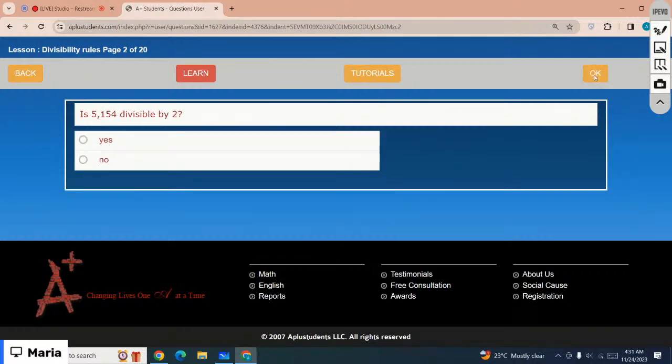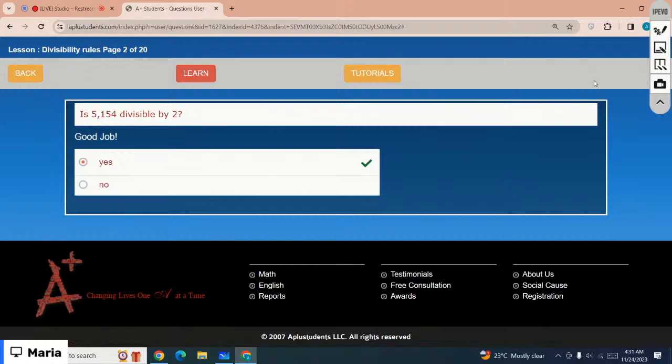Okay, the next one is, is 5,154 divisible by 2, which is the correct option, yes or no? Yes, 5,154 is divisible by 2. How? The last digit must be even, right? So 4 is an even number. So yes, it is divisible by 2. The correct option is yes. Okay, good.